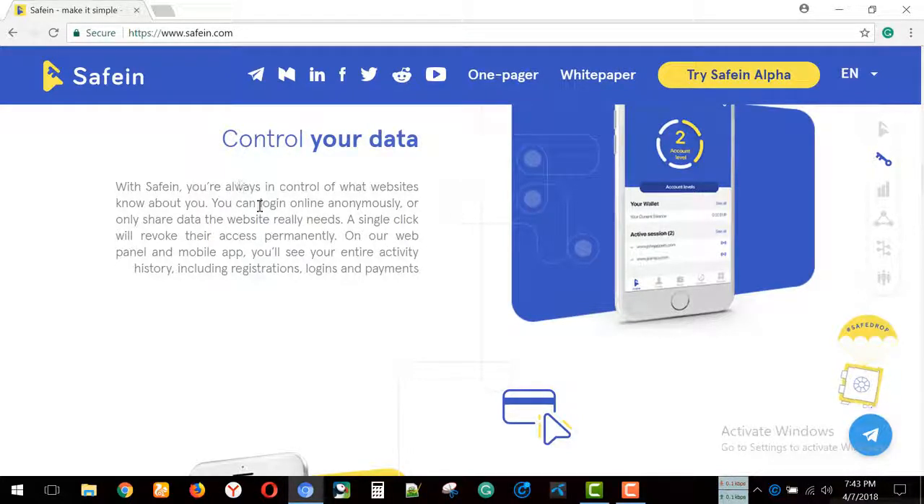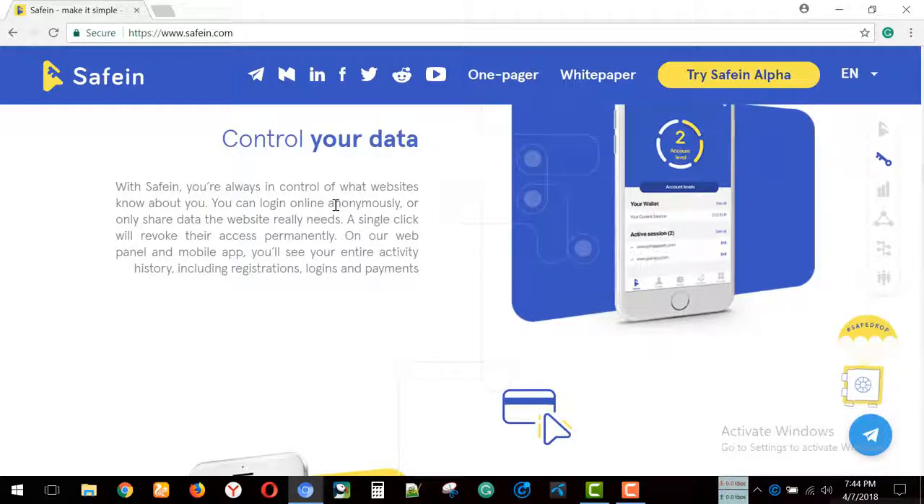And here one more thing is, wherever you want to log in, you can log in anonymously wherever it is possible. And one more thing is, as merchants, they don't have to store your personal data on their website. So in that case, it is going to reduce the problem of being hacked and your personal data being stolen. And Safin is designed in compliance with the personal data protection regulation, which is coming into force on 25th May. Safin is going to give you complete protection for your data.